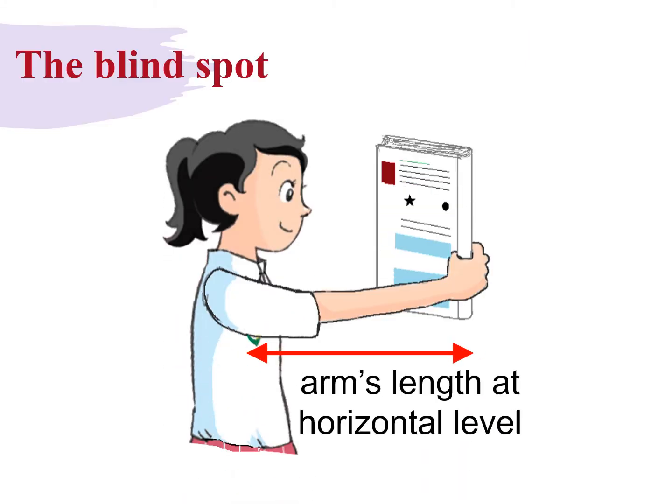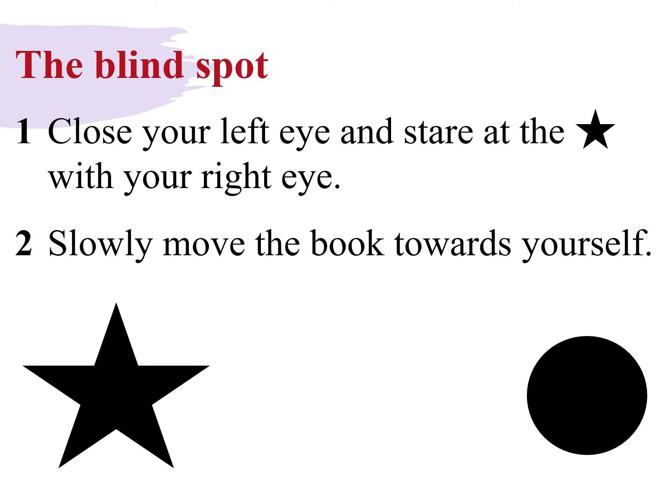If you want to do a blind spot test, it's very simple. Let's do it together. Place your screen of this PowerPoint of this YouTube at an arm length in the horizontal level. And then do the following. Close your left eye and stare at the star on the bottom of this page with your right eye.